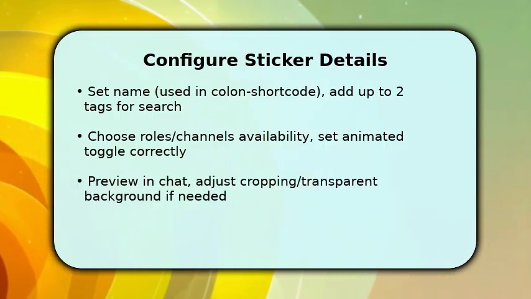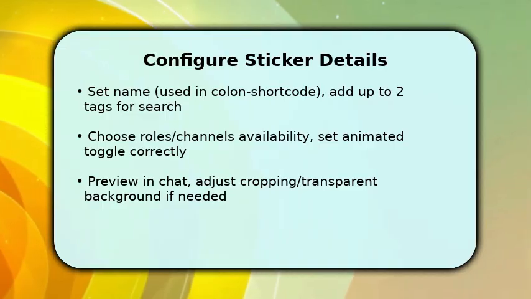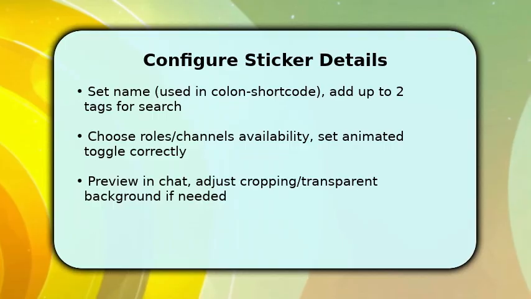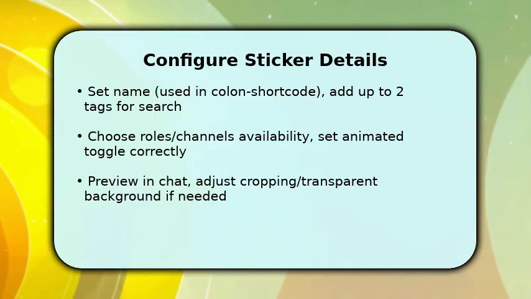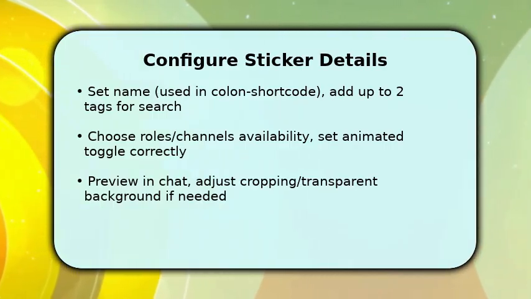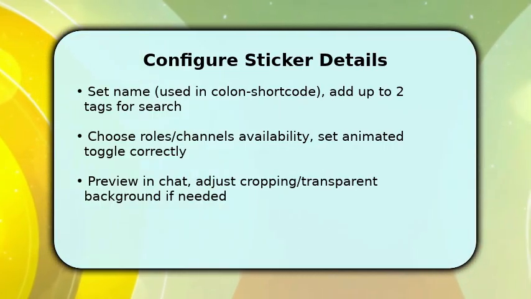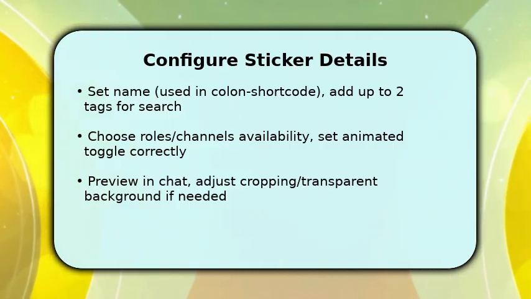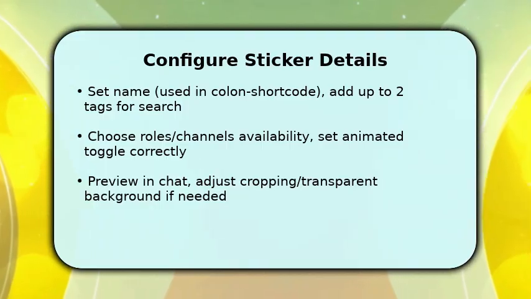Make sure to choose which roles or channels can use the sticker. This controls visibility, then toggle animated if your file supports it. Preview the sticker in chat to check size and background. If cropping or transparency looks off, replace the file and repeat. These detailed middle steps ensure the sticker behaves as expected across devices.